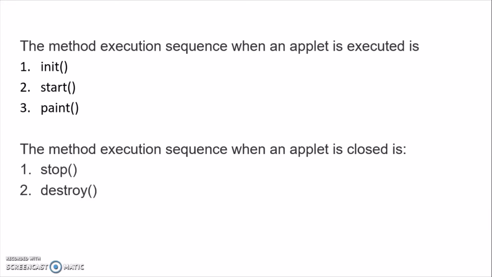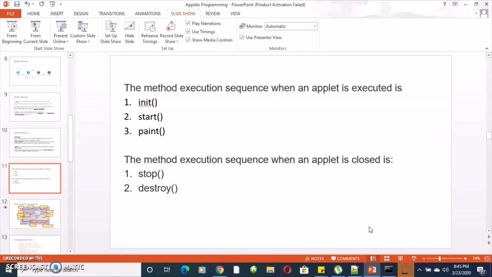So what's the method execution sequence when the applet is executed? Whenever you load an applet, three methods get invoked: init, start and paint. But whenever you want an applet to be closed, two methods get executed, that is stop and destroy. Okay. So let me show you an example.